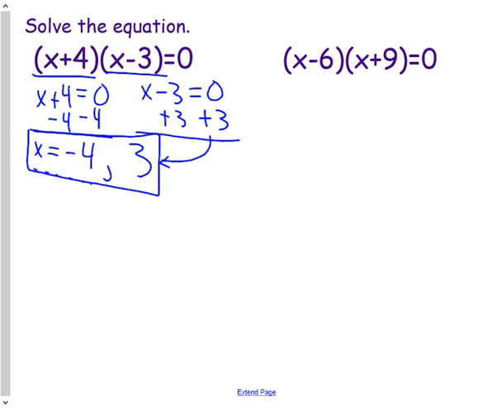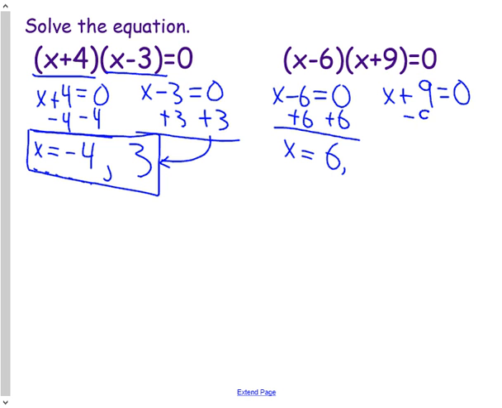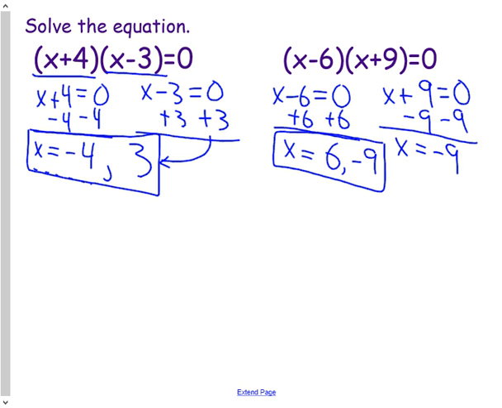Continuing again, x minus 6 equals 0. Add 6 to each side, x equals 6. And again, we don't need to say positive 6, we just assume if it's not a negative sign in front, it's positive. Now, x plus 9 equals 0. Subtract 9 from each side, x equals -9. And so, our two answers, x equals 6 and -9.